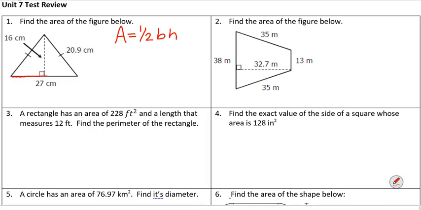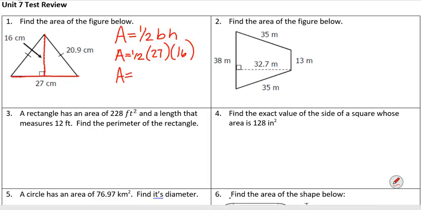Notice that 27 is the base, and we know that this 16 right here is the height because it's a right angle to the base. So our area is going to be equal to 1/2 times 27 times 16. So our area here is going to be 216 centimeters squared because we're going to multiply those three values together. 1/2 times 27 times 16.